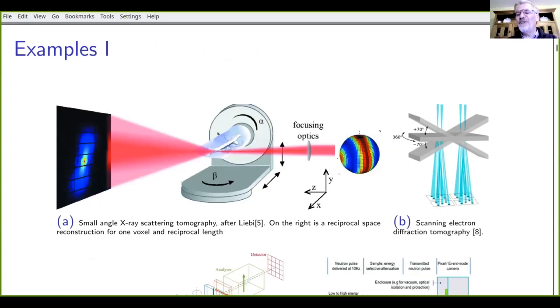So here are some cartoons of some of the problems I mean. This one I stole from Marianne Levy's paper, but I think it illustrates a nice idea of diffraction tomography. It's got a mixture of diffraction and tomography. So you've got a little sample there. Typically, you'd fire in a beam of, in this case, X-rays, but it could be neutrons or it could be electrons.